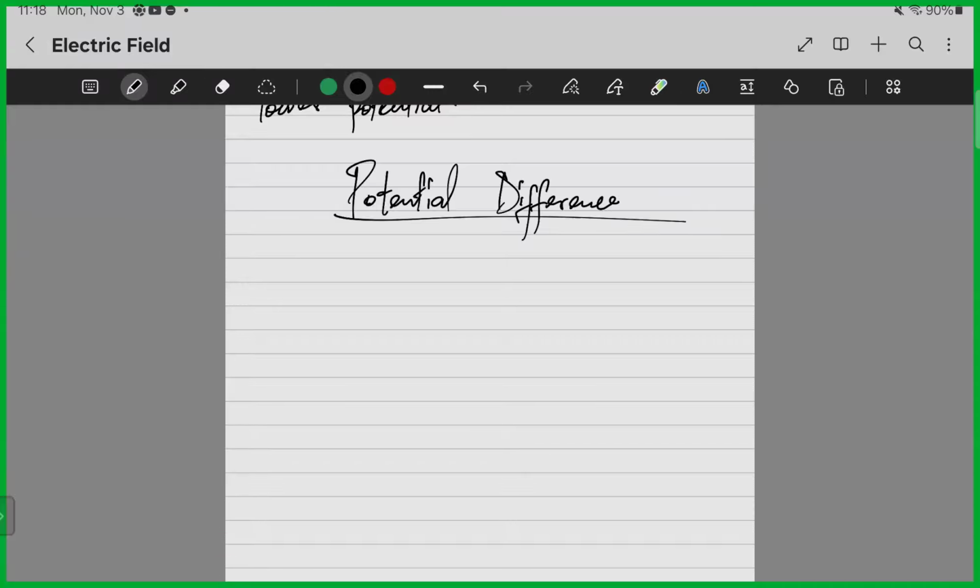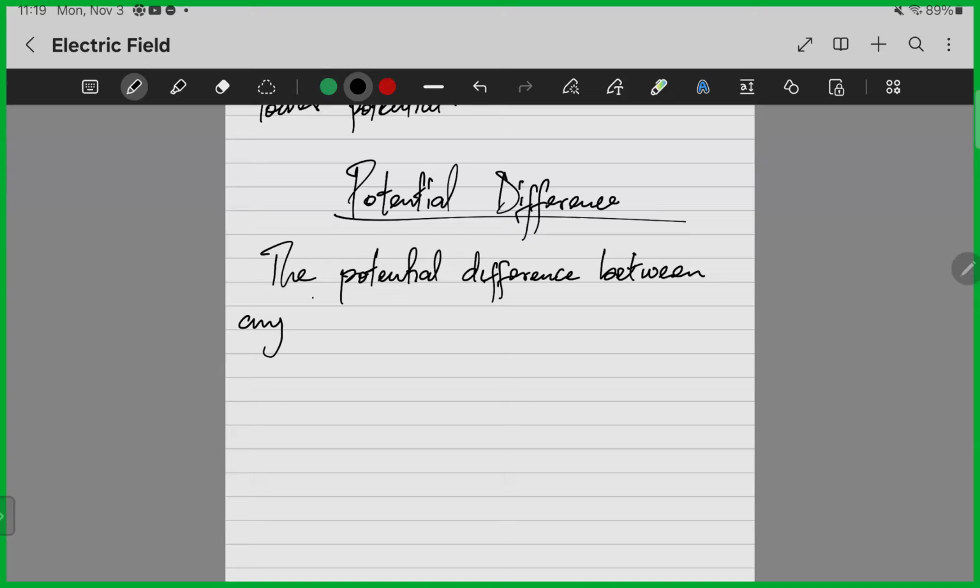So the potential difference between any two points in an electric field is the work done.